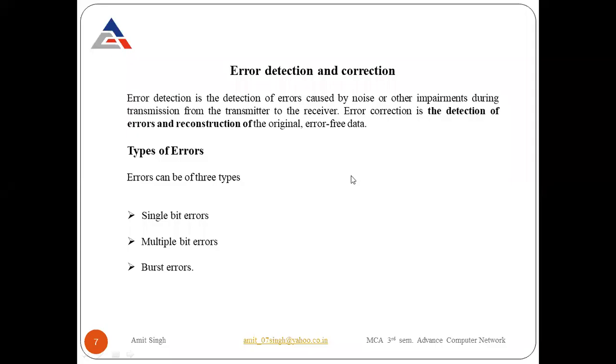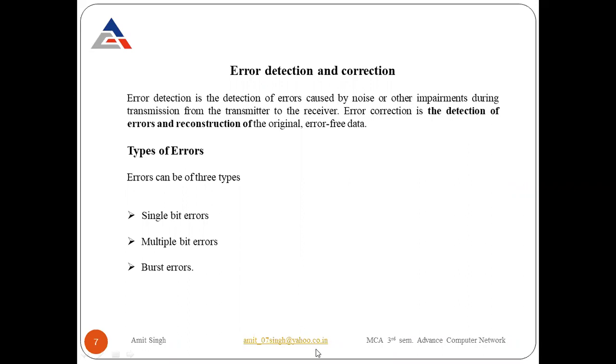The topic is error detection and correction. Error detection is the detection of errors caused by noise or other impairments during the transmission from the transmitter to the receiver. Error correction is the detection of the errors and reconstruction of the original error-free data.